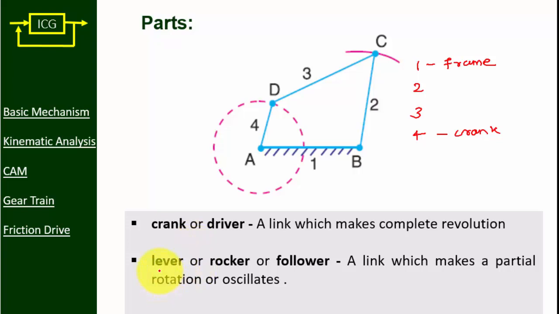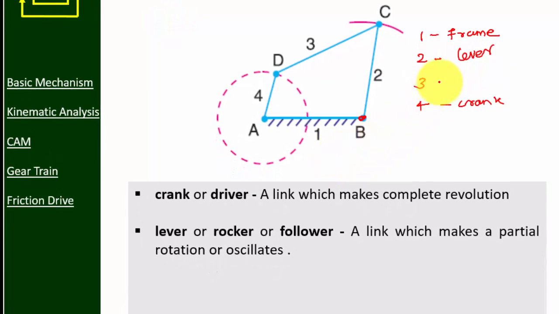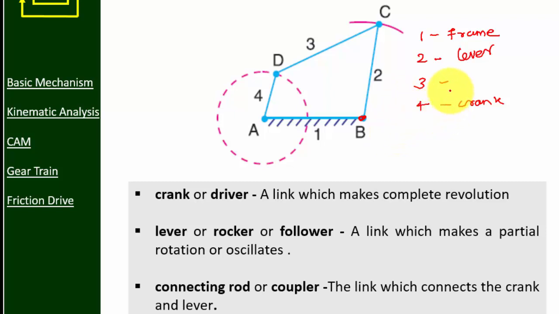Then another part, the lever. We can also call it a rocker or follower. It is a link which makes an oscillation, or partial rotation, about point P. So link 2 is the lever. Then the remaining link 3. What is link 3? Connecting rod. What is a connecting rod? It is a link which simply connects the crank and lever. So this is the crank and this is the lever. The connecting rod simply connects the input link with the output link. So these are the parts of the 4-bar mechanism.